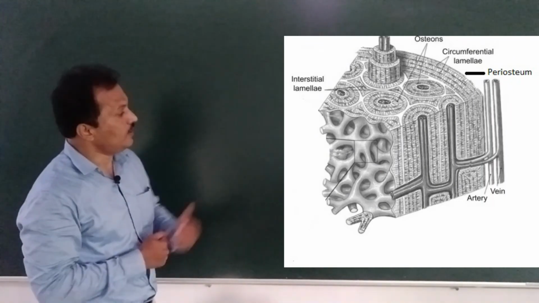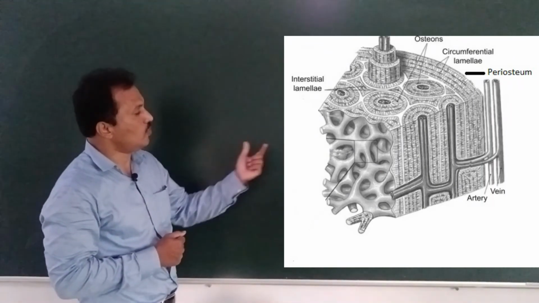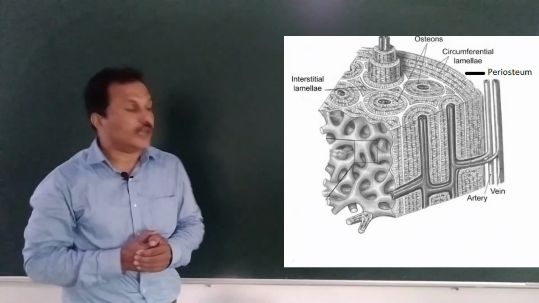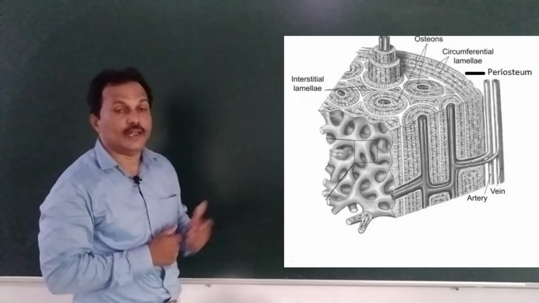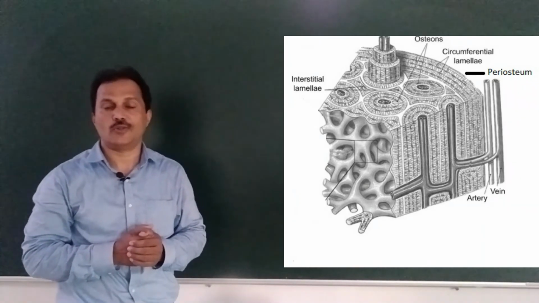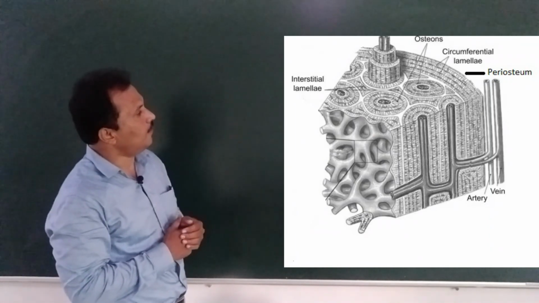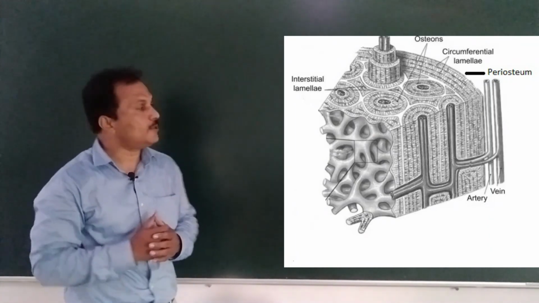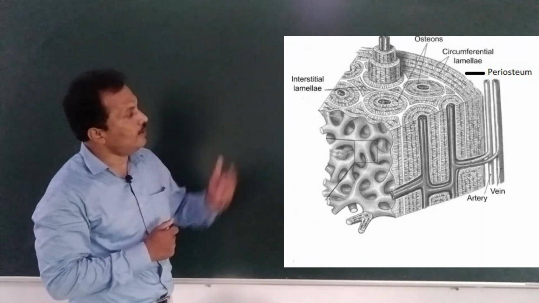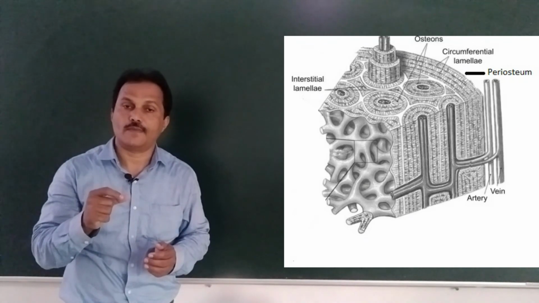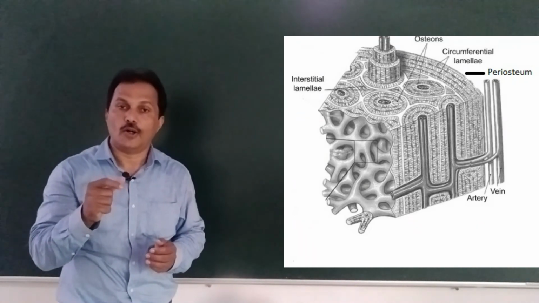In between these different osteons, the gap is filled again with the interstitial type of lamella. Again there are spaces and osteocytes present. At the periphery you will find some gap, it is filled with the circumferential lamellae, where again we will find the spaces filled with osteocytes.